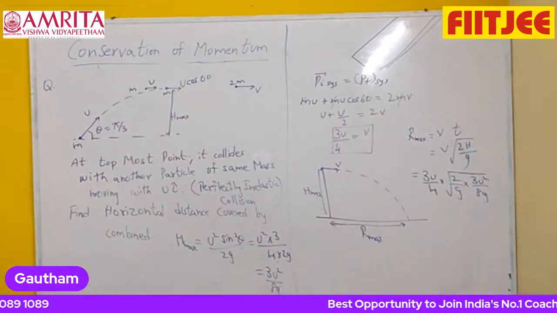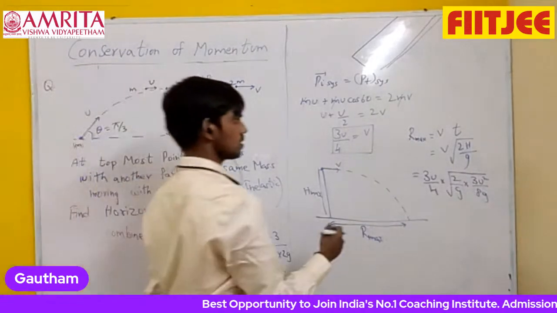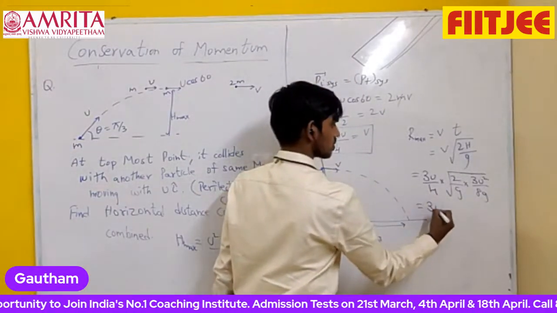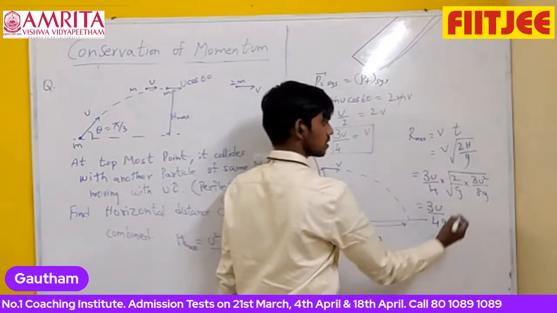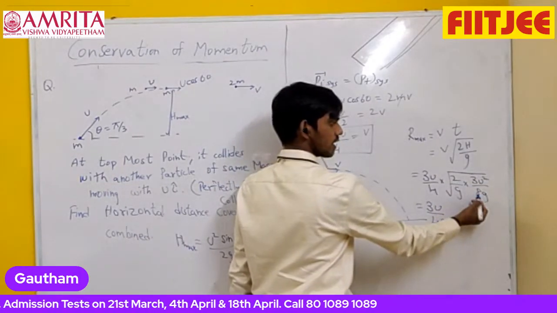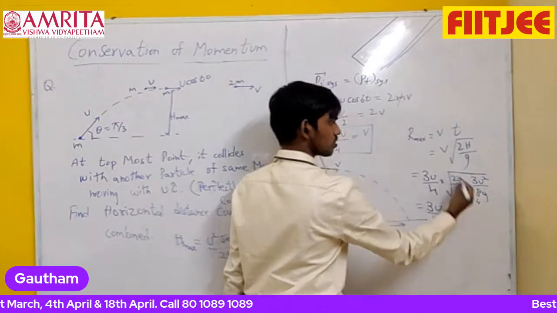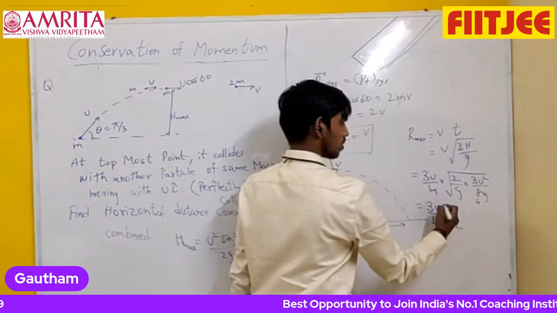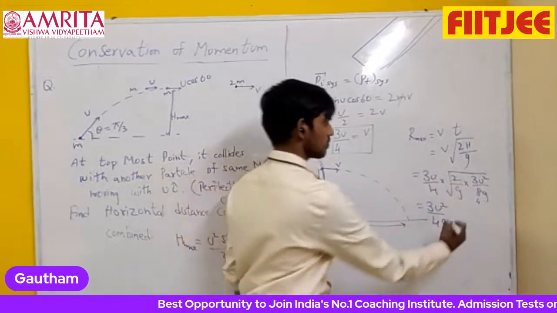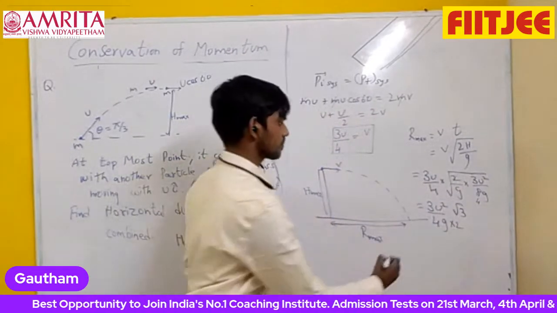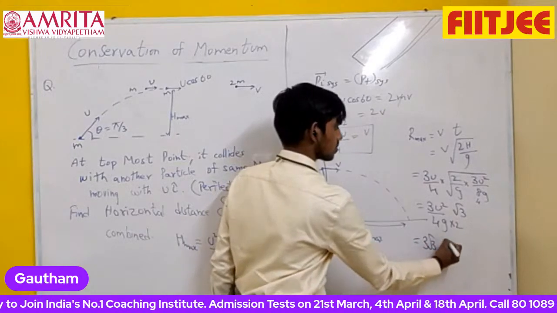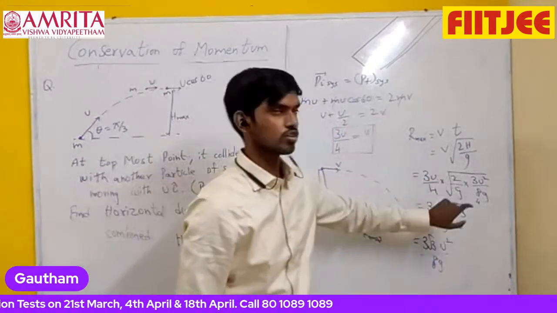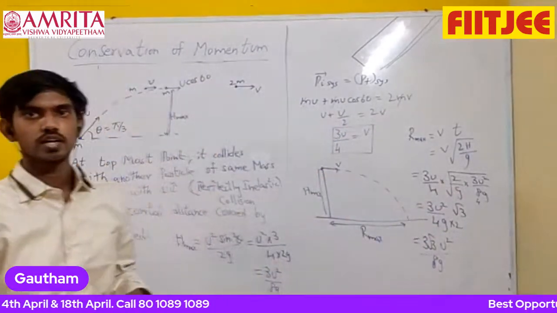So finally you can simplify this. You get g square out of the root, it will come as g. So 2 and 8 is there, so this will become 4. Out of the root, it will come as 2. And u square will come out of the root as u. So u into u square, it will be left with root 3 alone. So 3 root 3 u square by 8g. This is a mathematical simplification. So this is how you will approach to find the final range of the particle.